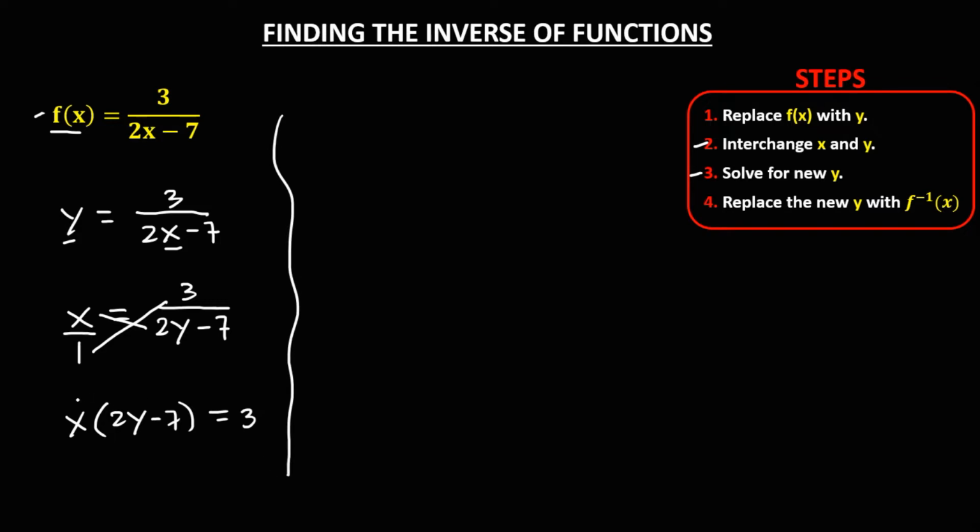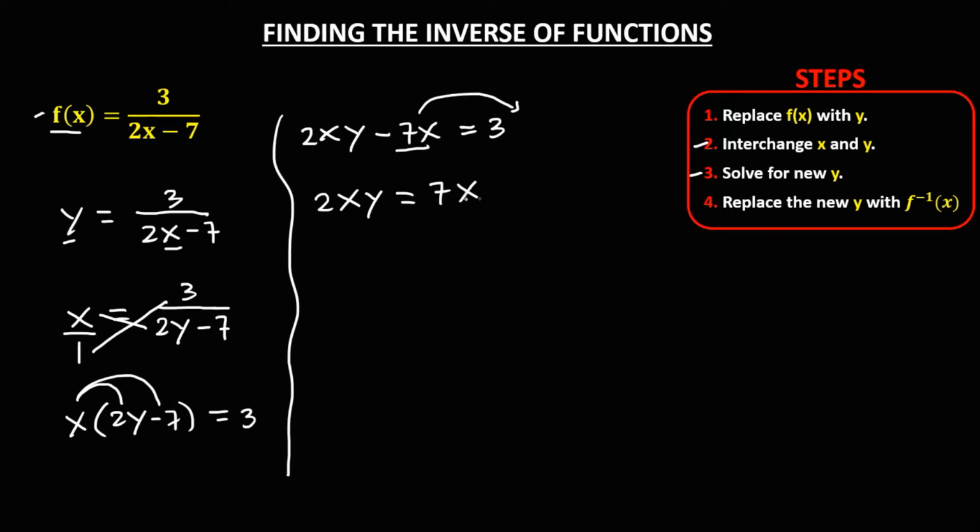Then simplify. x times 2y is 2xy, and x times negative 7 is negative 7x, equals positive 3. Then again, to solve for y, we need to transpose this negative 7x. So 2xy equals 7x plus 3, as the negative 7x becomes positive 7x. To solve for y, divide both sides by 2x, cancel the 2x, and therefore we have y equals 7x plus 3 over 2x.